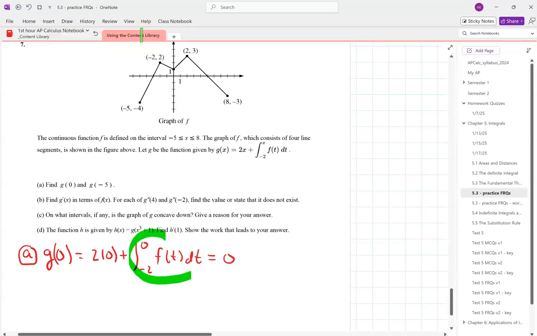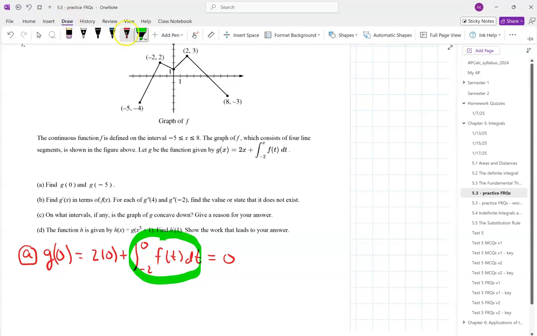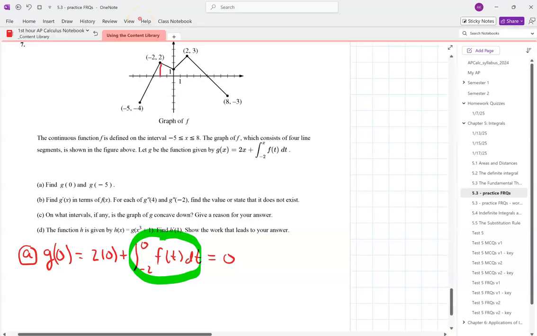So this integral is all formatted the way we'd like it. So I'm just going to be looking for the area from -2 up to 0. What shape is that? Trapezoid. What's the area formula for a trapezoid? Yeah, 1/2 base 1 plus base 2 times the height.